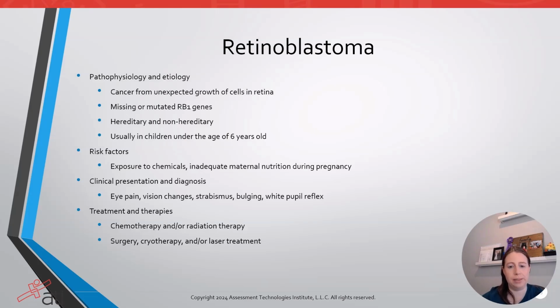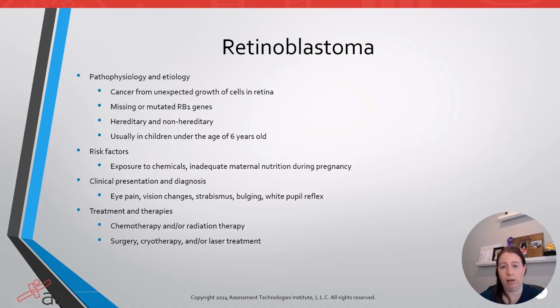And you might be familiar with this because this kind of went around on the internet for a while, where people were taking pictures of their kids, and instead of the red light reflex with the cameras from the flash, it would be white. And that was usually a sign that there was something going on with the retina. Young age is a risk factor here. Exposure to certain chemicals like gasoline, low maternal consumption of fruits and vegetables have been shown to have a little bit of a correlation. And so our clinical presentation here is going to be eye pain, vision changes, strabismus, bleeding, eye bulging, a non-reactive pupil, iris color change, or that white pupil reflex that I just mentioned.